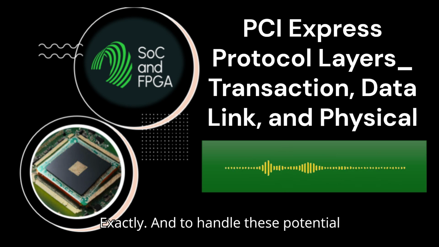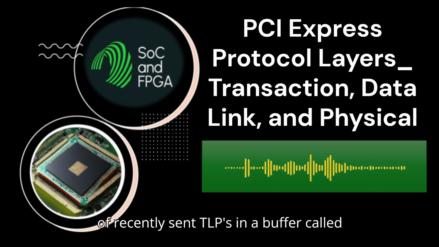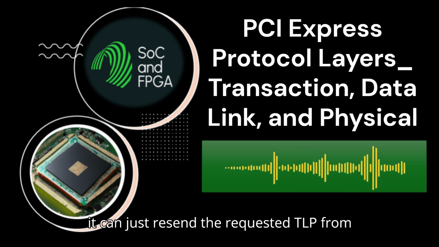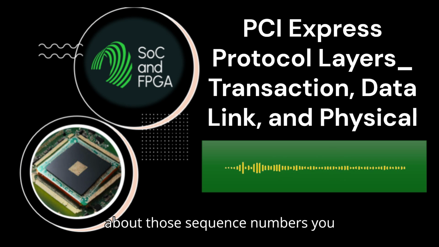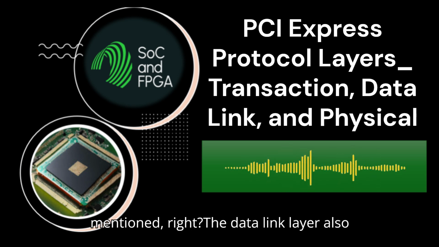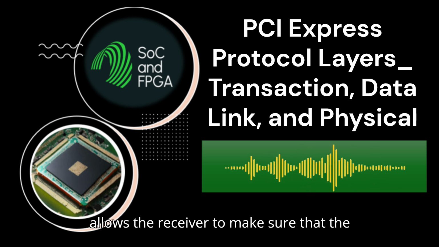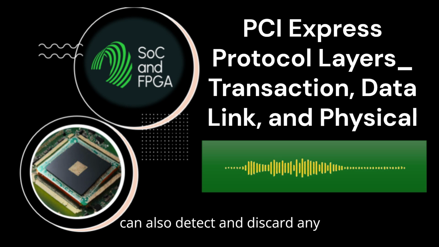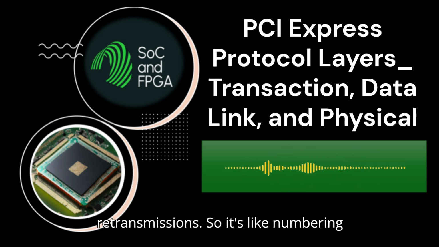Exactly. And to handle these potential retransmissions, the sender keeps a copy of recently sent TLPs in a buffer called the replay buffer. If it receives a NAK, it can just resend the requested TLP from this buffer. Very efficient. And what about those sequence numbers you mentioned? Right. The data link layer also adds a sequence number to each TLP. This allows the receiver to make sure that the TLPs arrive in the correct order, and it can also detect and discard any duplicates that might occur due to retransmissions. So it's like numbering the pages in a book.